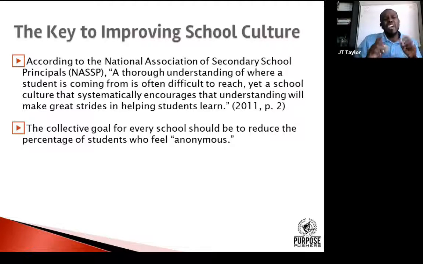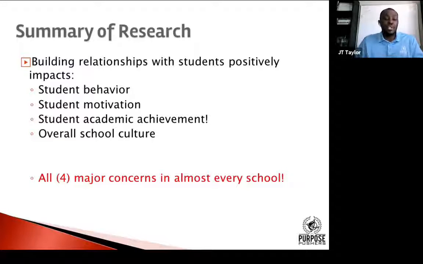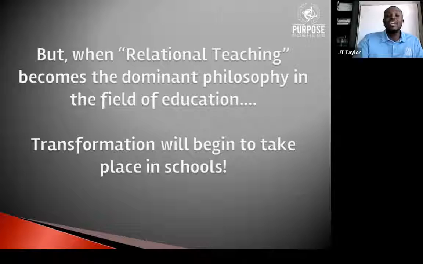See, the collective goal for every school should be, how do we reduce the percentage of students who feel anonymous? How do we reduce and decrease the number of students who feel as if they're invisible? No one notices them. No one welcomes them. No one speaks to them. We have to improve school culture by practicing relational teaching. So in summary, building relationships with students positively impacts student behavior, student motivation, student academic achievement, and overall school culture. All four major concerns in almost every school.